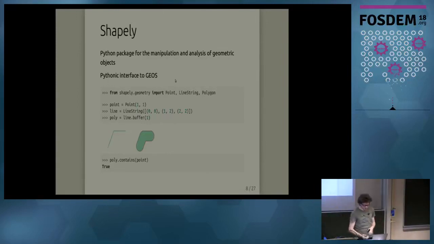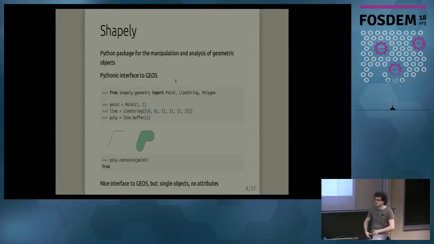API to GEOS. But the limitation of Shapely is that it's based around those single objects, while in practice you often, of course, have many of those points or lines. And there's also no easy way to work with attributes, so with the typical data that is attached to your geometrical data.